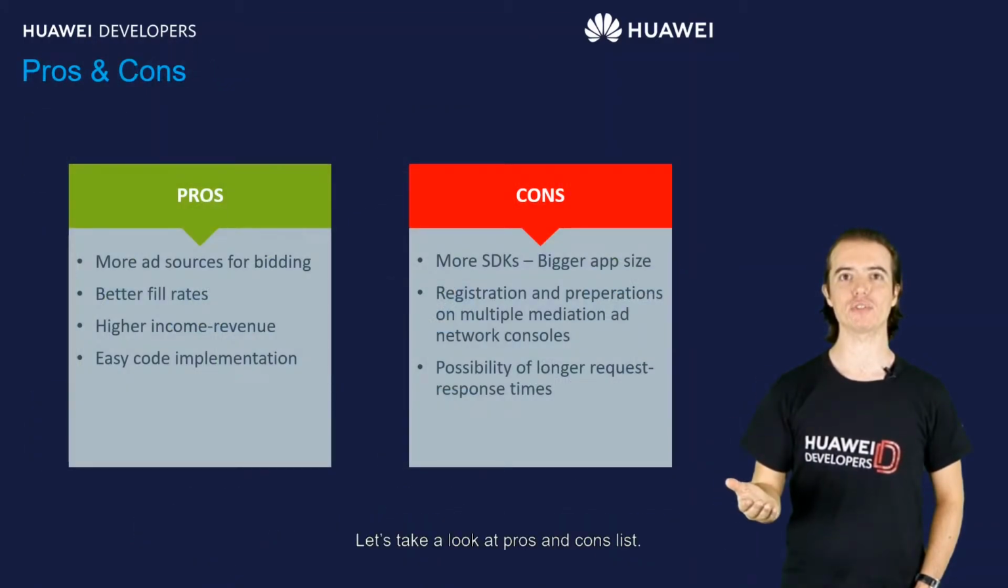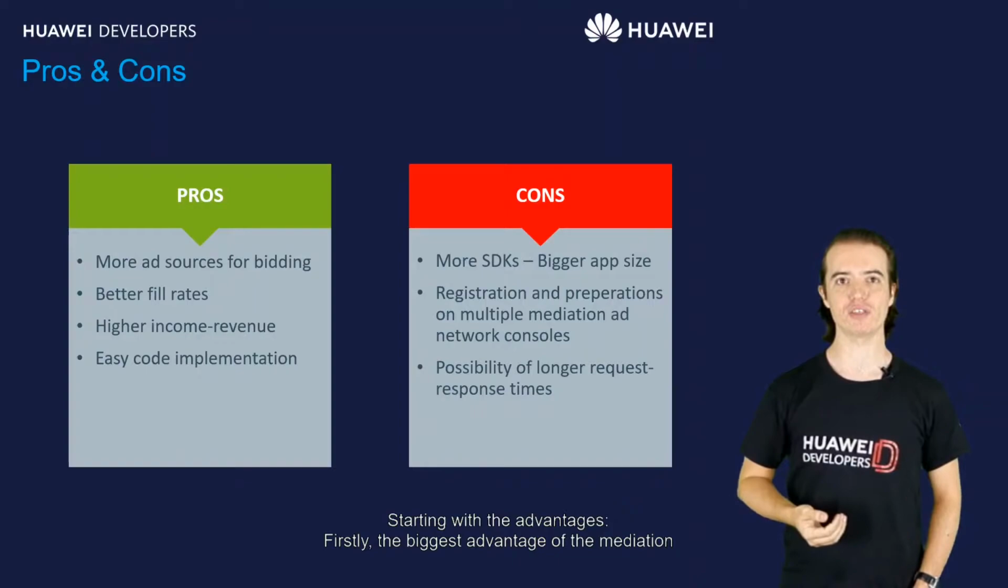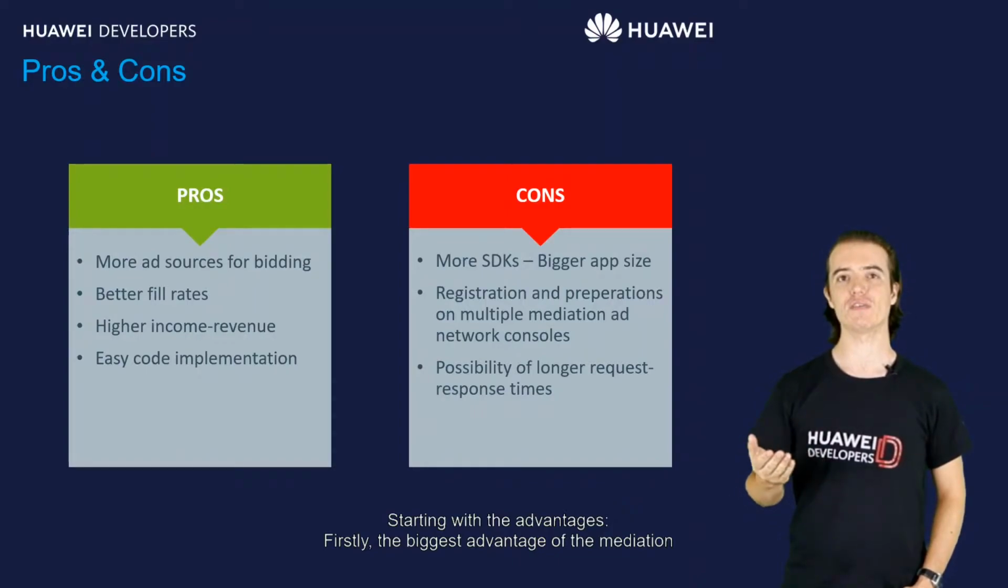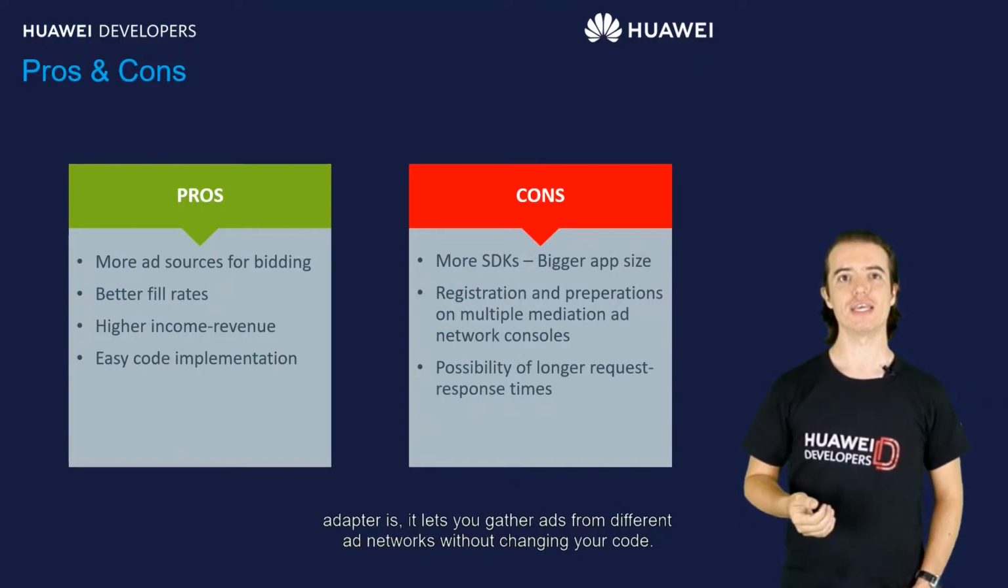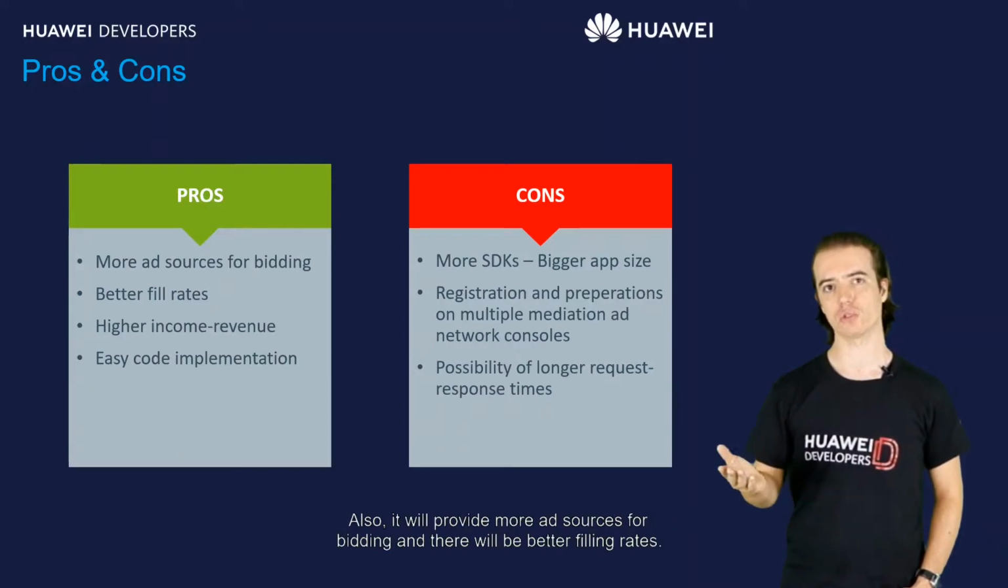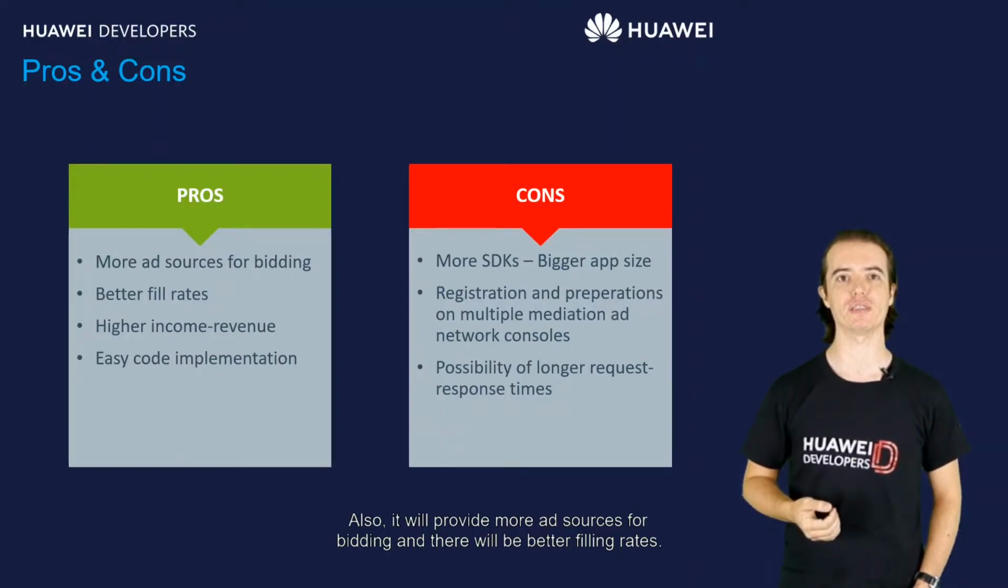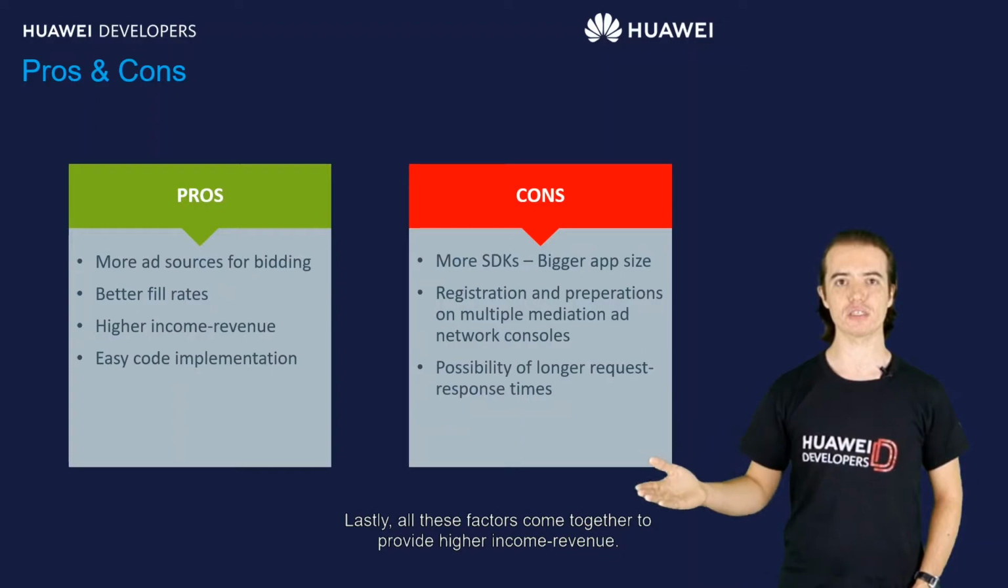Let's take a look at pros and cons list, starting with the advantages. Firstly, the biggest advantage of the mediation adapter is it lets you gather ads from different ad networks without changing your code. Also, it will provide more ad sources for bidding, and there will be better filling rates. Lastly, all these factors come together to provide higher income revenue.